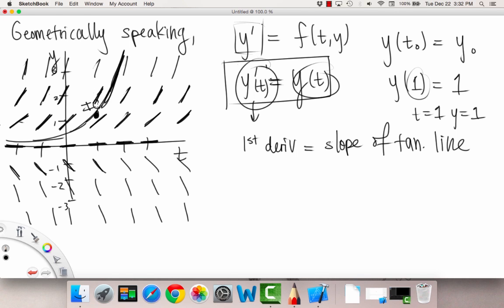Whereas before, if we didn't have that initial condition, these are basically all of the solution sets given by the general solution. But when we do have that initial condition, it narrows it down to just this one curve.